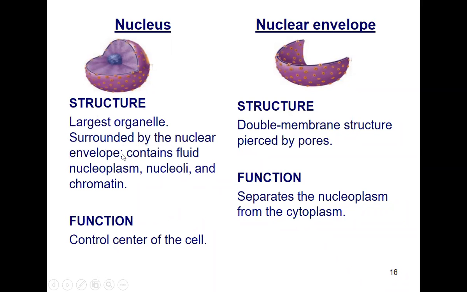This is called the nucleoplasm. And small bodies here are called the nucleolus. When it is one, it is called a nucleolus. When they are more, it's called nucleoli. And within them there is chromatin. So this is the structure of the nucleus.